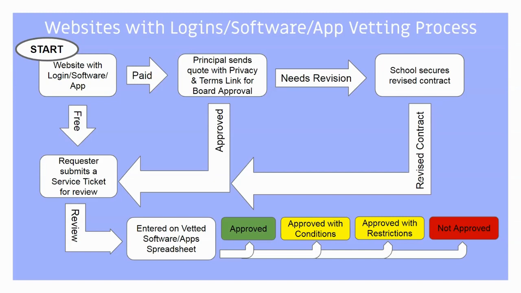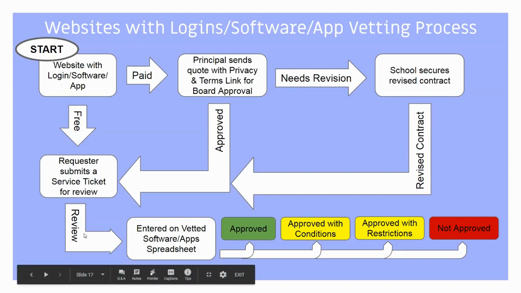So once we have that revised contract or the board attorney approves, then it goes to the next step, which is the first step if it's a free piece of software or a website with a login that's free or an app. So we have the requester submits a service ticket for review. So whoever is wanting to use this specific website with a login or software or app, they just submit a work order ticket, and at that point it's sent to me for review. I review it and enter it on the spreadsheet that we looked at. I, based on what I find out about that piece of software, approve it with conditions, approve it with restrictions, or it's not approved.